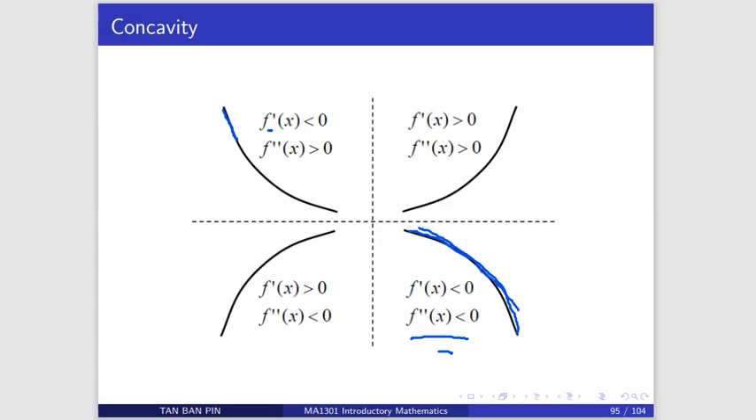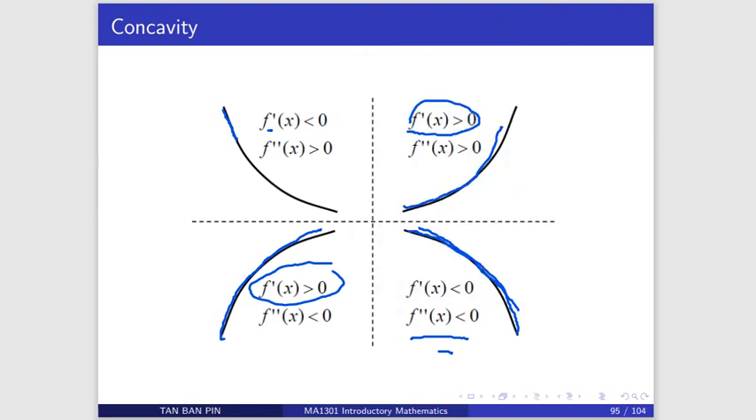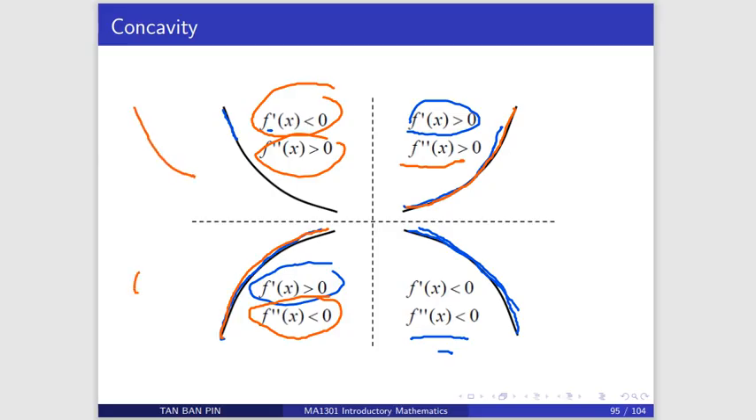Then if f prime x is positive, it's increasing. It can be curving down, it could be curving up. And then you use the second derivative to decide. If the second derivative is positive, it means curving up, so it has to be this way. If the second derivative is negative, it means curving down, so it is this way. So you'll find that with the help of f prime and f double prime, you'll know exactly how to sketch your graph. Curving up or curving down, and increasing or decreasing. So basically, it will be these four cases.